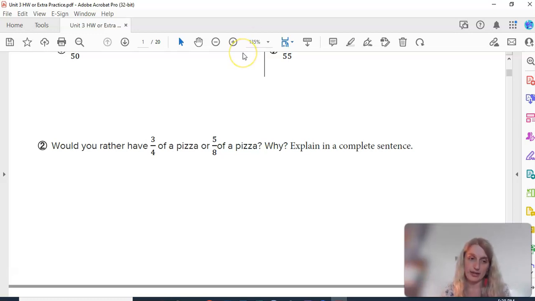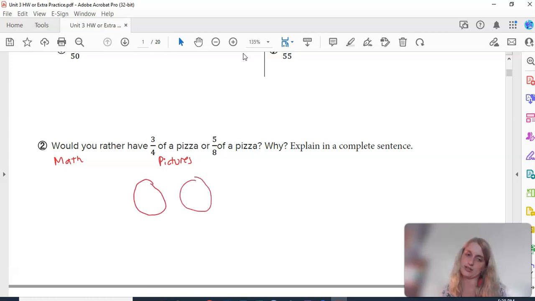I'm going to show you the compare with math, which we have not yet learned. And I'm going to show you the compare with pictures, which we did today. Pictures, okay, pizzas are usually round, so I'm going to draw a circle. That's not really a circle, but we'll pretend. And another one that looks pretty much the same, although no two pizzas are exactly alike.